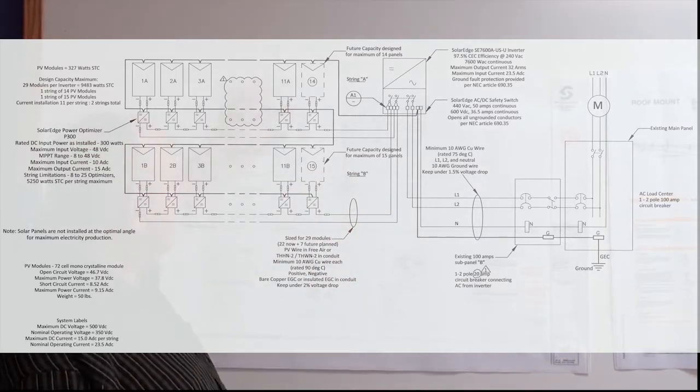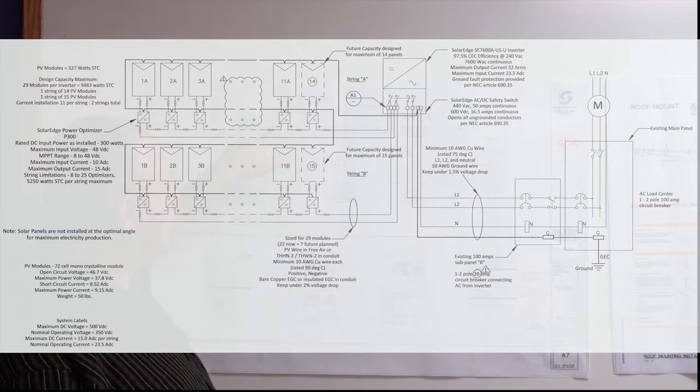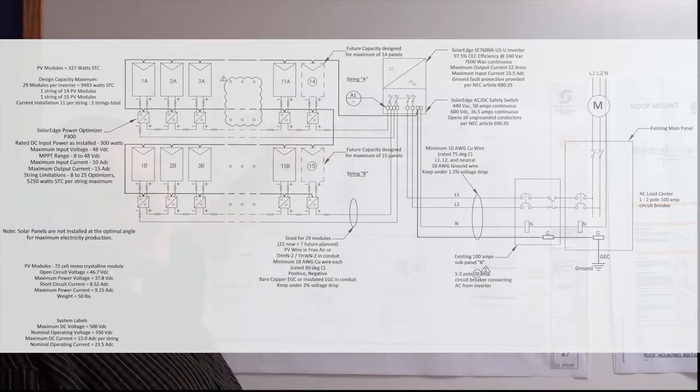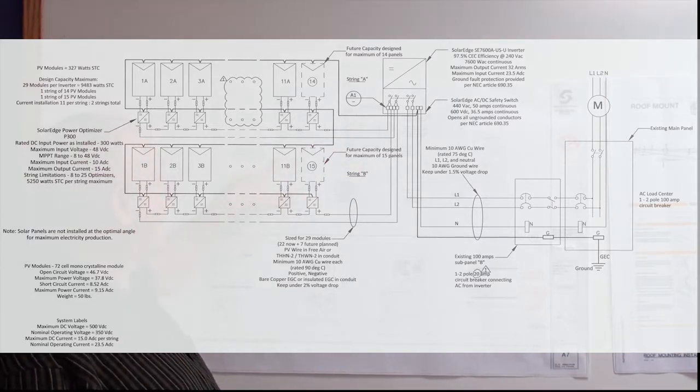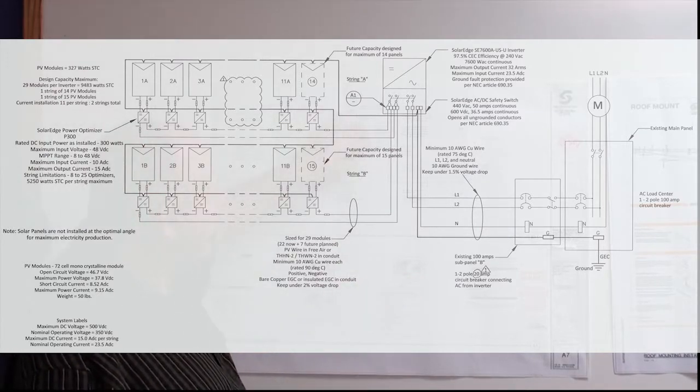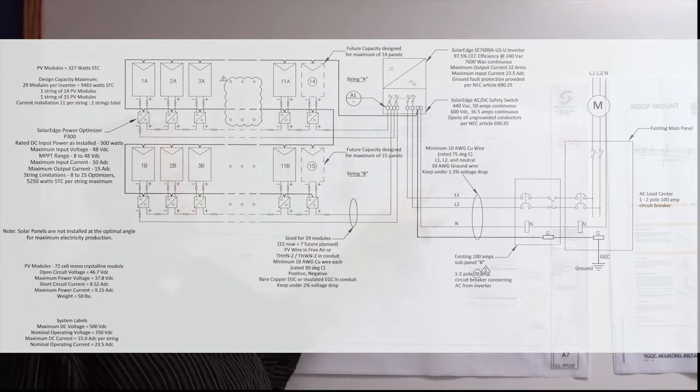So here we have one string of panels which are labeled 1A through 11A, and then we show up to 14 in future plan, and then a second string which are all wired together that are 1B through 11B with up to 15 in future capacity. So everything goes from that into the inverter, and then from the inverter it goes to a sub panel.